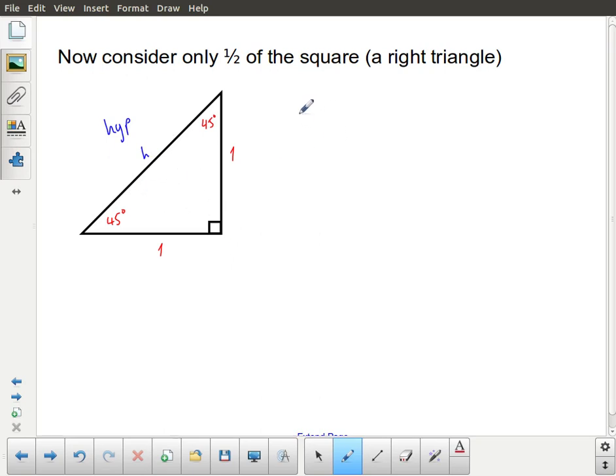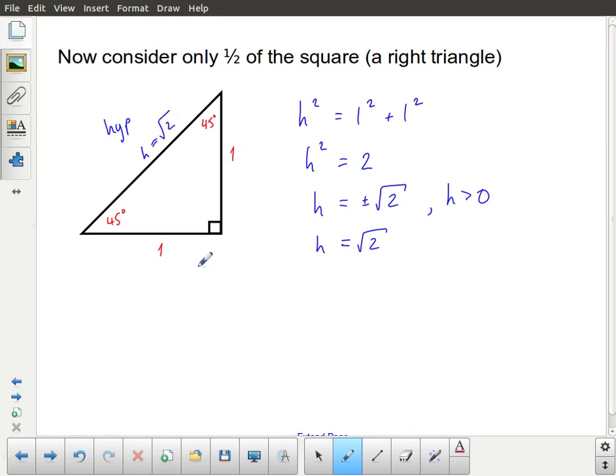And so now I can say that h squared is equal to 1 squared plus 1 squared, which of course is h squared is equal to 2. H itself must then be equal to plus or minus the square root of 2, but h is a distance, so that means that h must be greater than 0, and so we end up with h is equal to the square root of 2. So now I end up with the triangle dimensions. Well, this side is 1, this side is 1, and h over here is equal to the square root of 2.